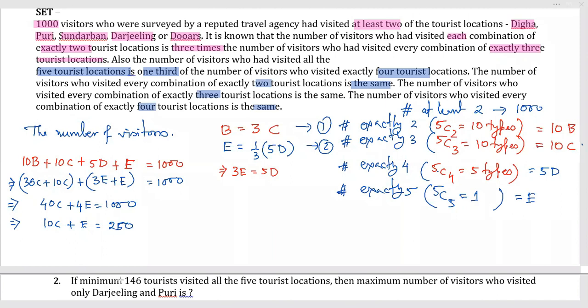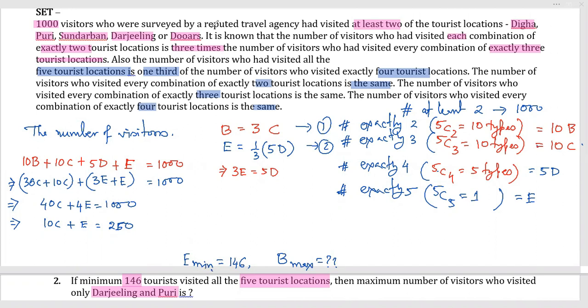Next question: if a minimum of 146 tourists visited all the 5 tourist locations, that means E minimum is 146. Then the maximum number of visitors who visited only Darjeeling and Puri is how much? So here the information given is E minimum is 146 in this question. Then I need to find out the maximum of B, which is 2 tourist locations. That maximum is how much? It is our second question.